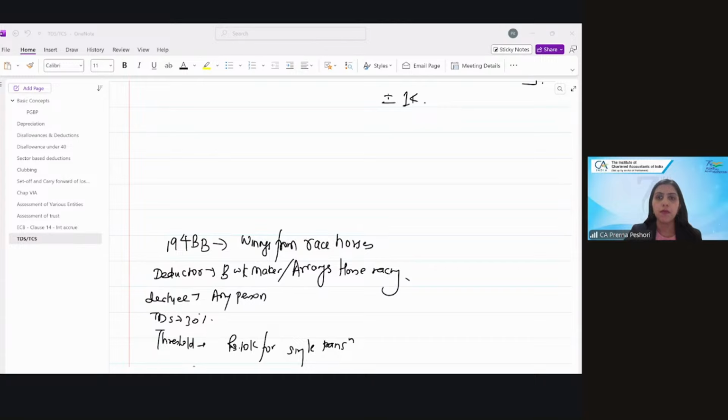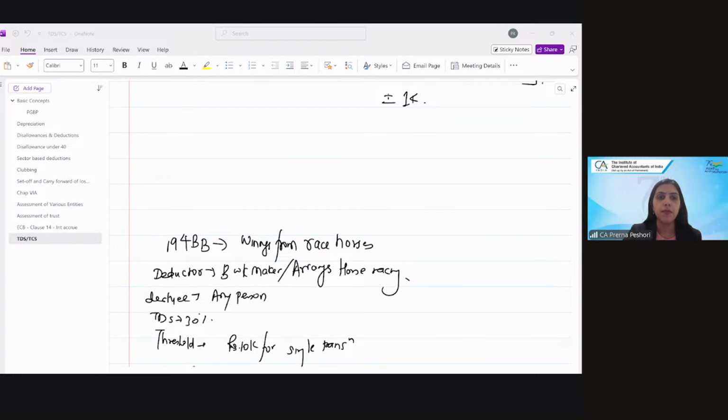And for the payment to the government for a specified person, within 30 days from the end of the month, with form 26QE within 30 days from the end of the month. And for the other persons, it is as normally applicable.